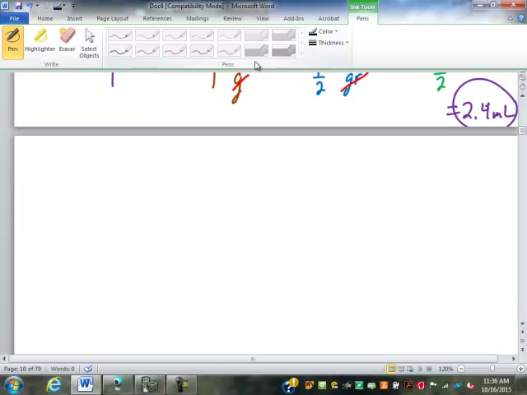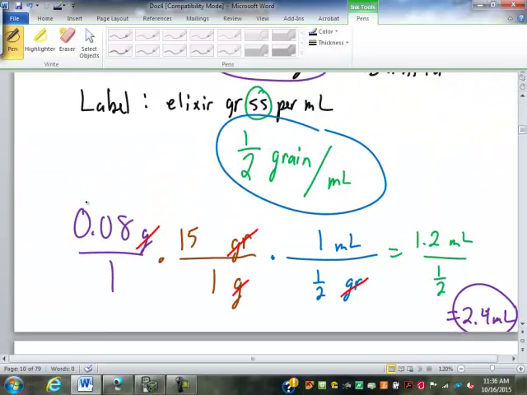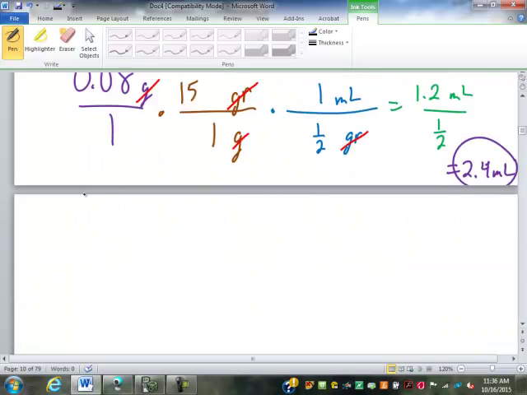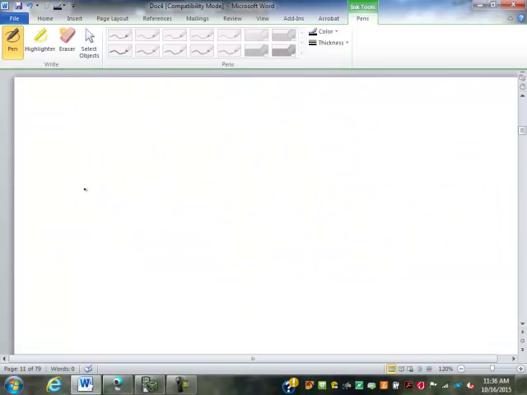Okay. Anybody have any questions on that one? I know it's kind of weird to have the grains in there. Is that common in medicine? It still is, yes. Really? It still comes up. Okay. You can make it worse than that. Call the pharmacy, make them figure it out.